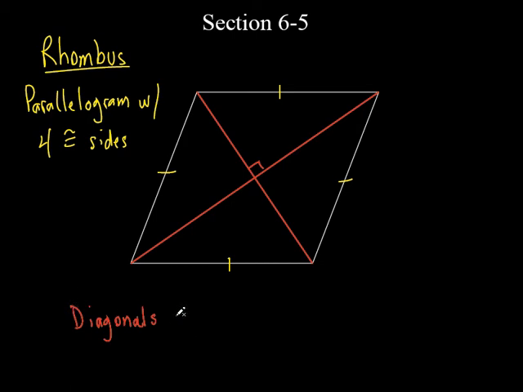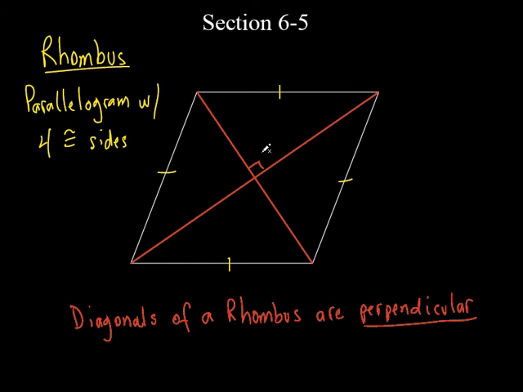So the diagonals of a rhombus. What's a good geometry word? We don't say make a right angle. What would we say? Perpendicular. Very good. That's a good geometry word that we're going to use right here. The diagonals of a rhombus are perpendicular. So write that down. Which means it's a right angle right here.